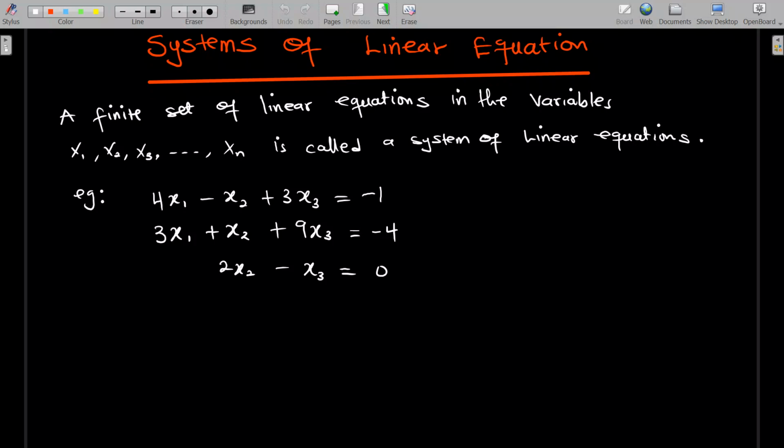If you have a finite set of linear equations in variables, maybe x1, x2, xn, it's called a system of linear equations. What we mean is you can count the equations. This is the meaning of the finite number of equations. I can call this equation 1, this is another equation 2, this is the third one. So we can count them, and we call all of these systems of linear equations.